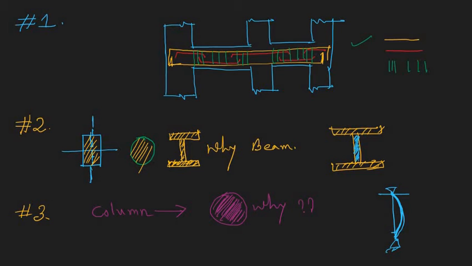But if we have a circular section like this, there is no such minor axis, so the buckling is symmetrical about any direction. We don't need to worry about the direction of buckling. That is why for a column section we will use the circular section. Okay, so that is the third question.